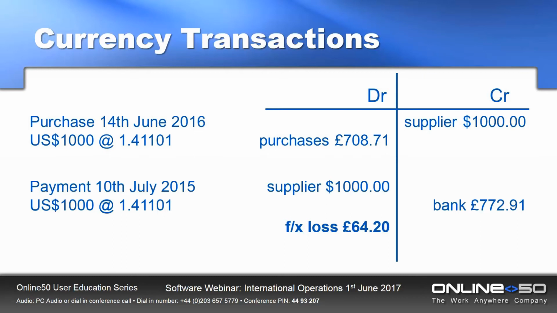Of course, had we chosen other dates, then we may have ended up saving money, in which case we'd record a foreign exchange gain. You'll notice in my example that I've shown the payment leaving the bank in sterling. Of course, we may be paying from a US dollar bank account, but as our local currency, so remember that's the currency in which we prepare our accounts, is sterling, then I've shown the amount leaving the bank in sterling because our balance sheet is going to be presented in sterling.